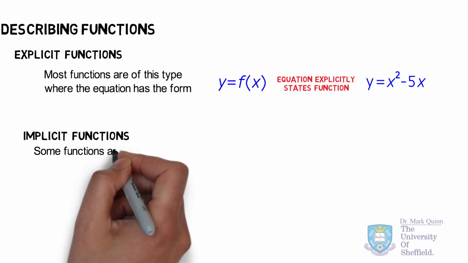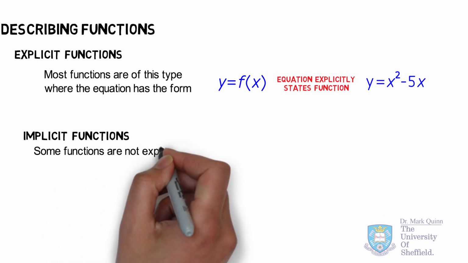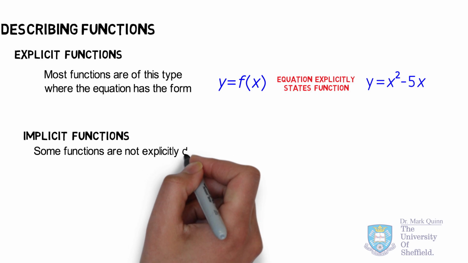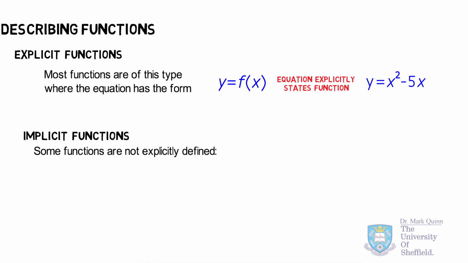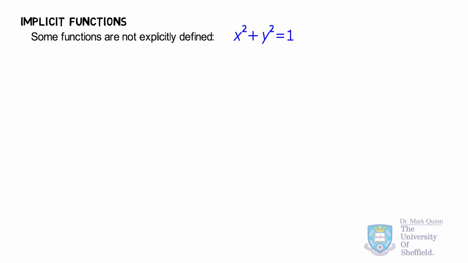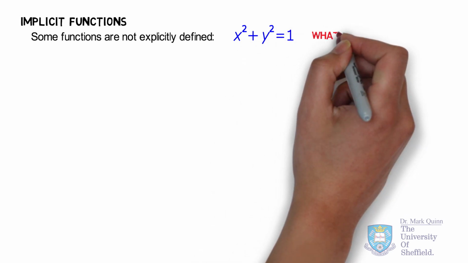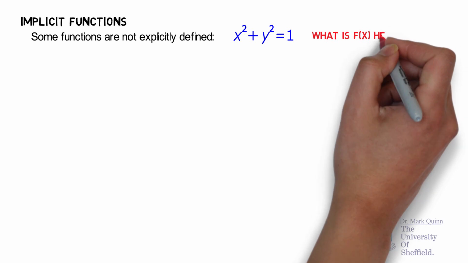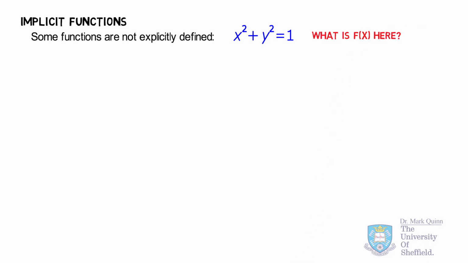This is not always the case, however, and in many examples, the dependencies between the two variables are not explicitly stated. A simple example of this is the equation of the circle, where x squared plus y squared is equal to 1. The question is, what is the function here?